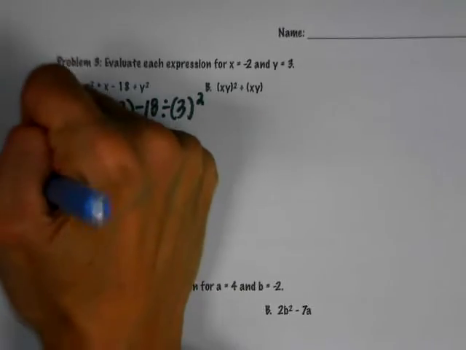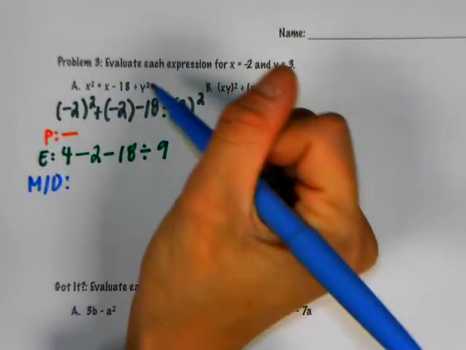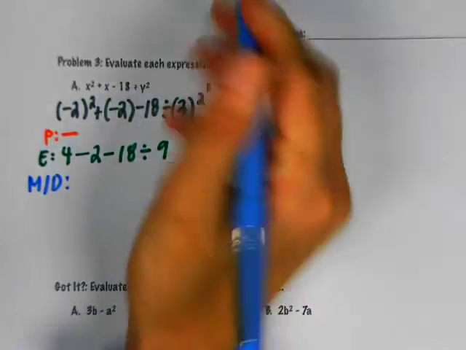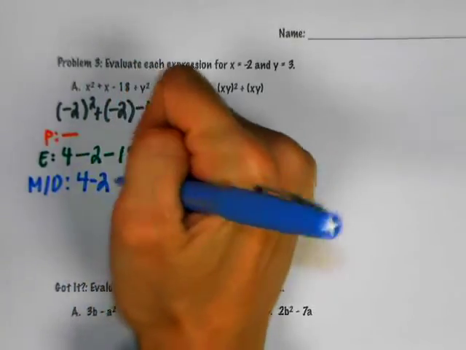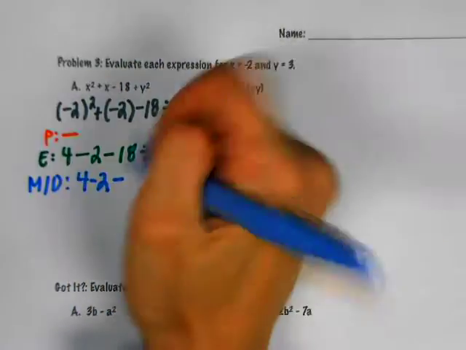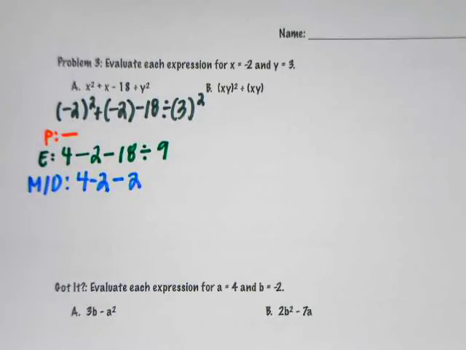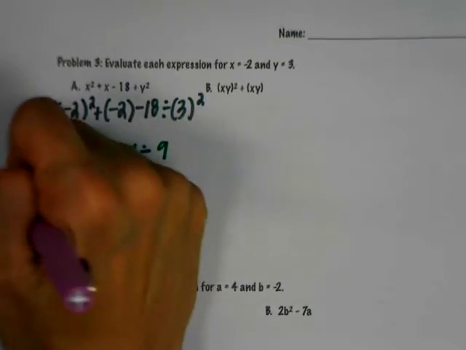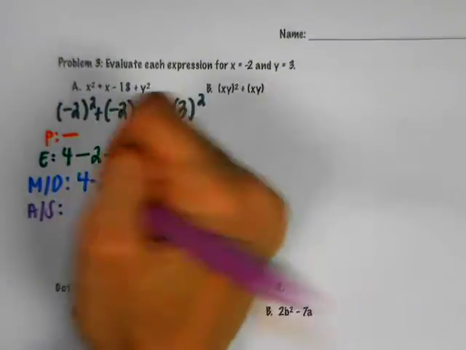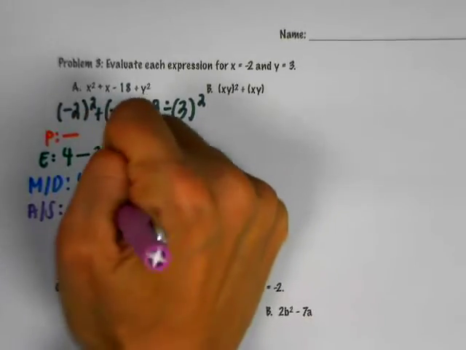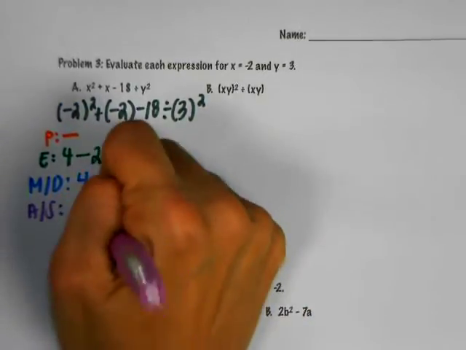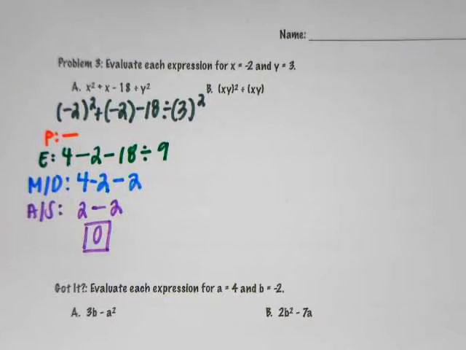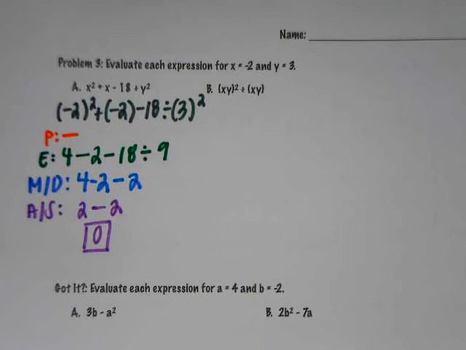Okay, then multiplication and division. We only have the one division right there. What's 18 divided by 9? Yep, 2. And then everything we have left is addition, subtraction. So 4 minus 2 is 2, minus 2 is 0. Okay. Got it?